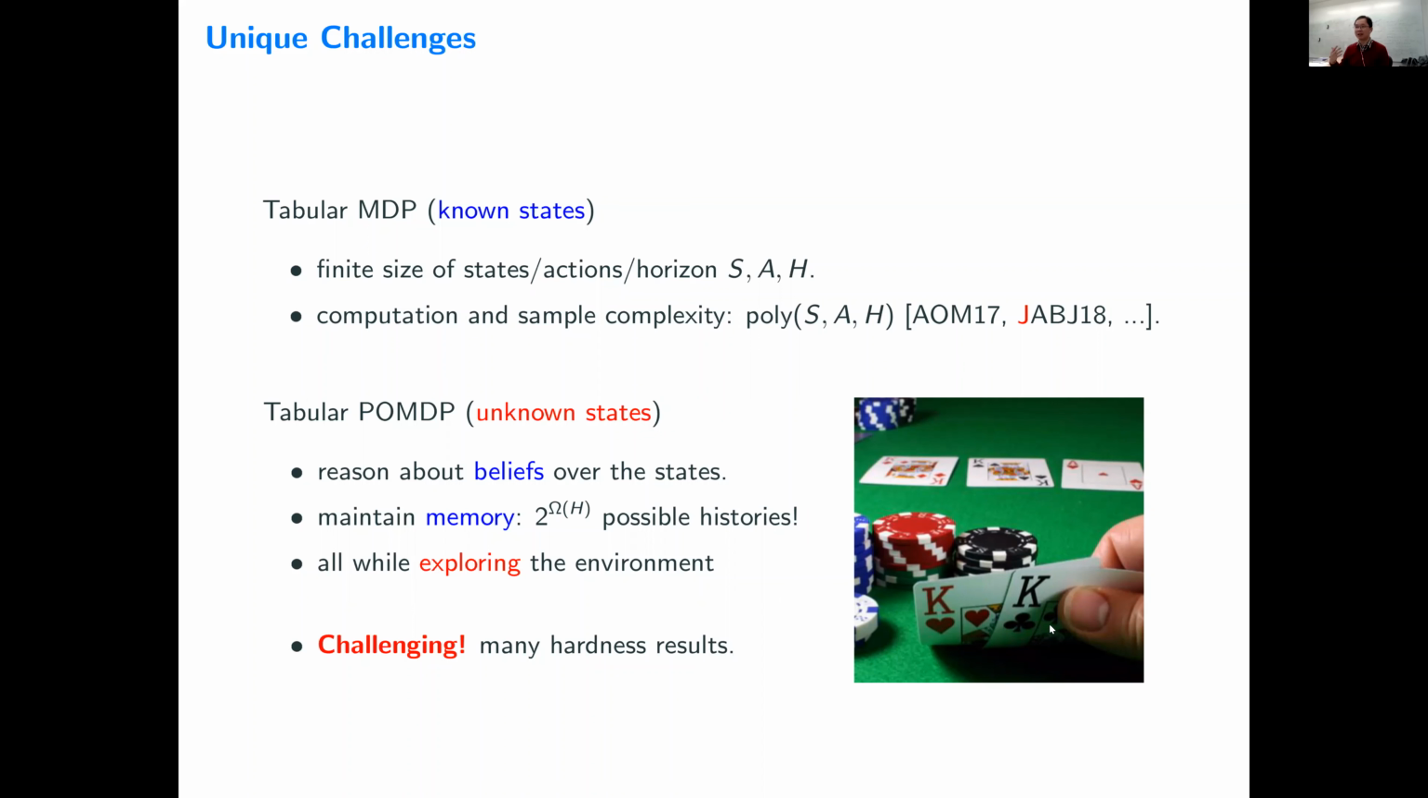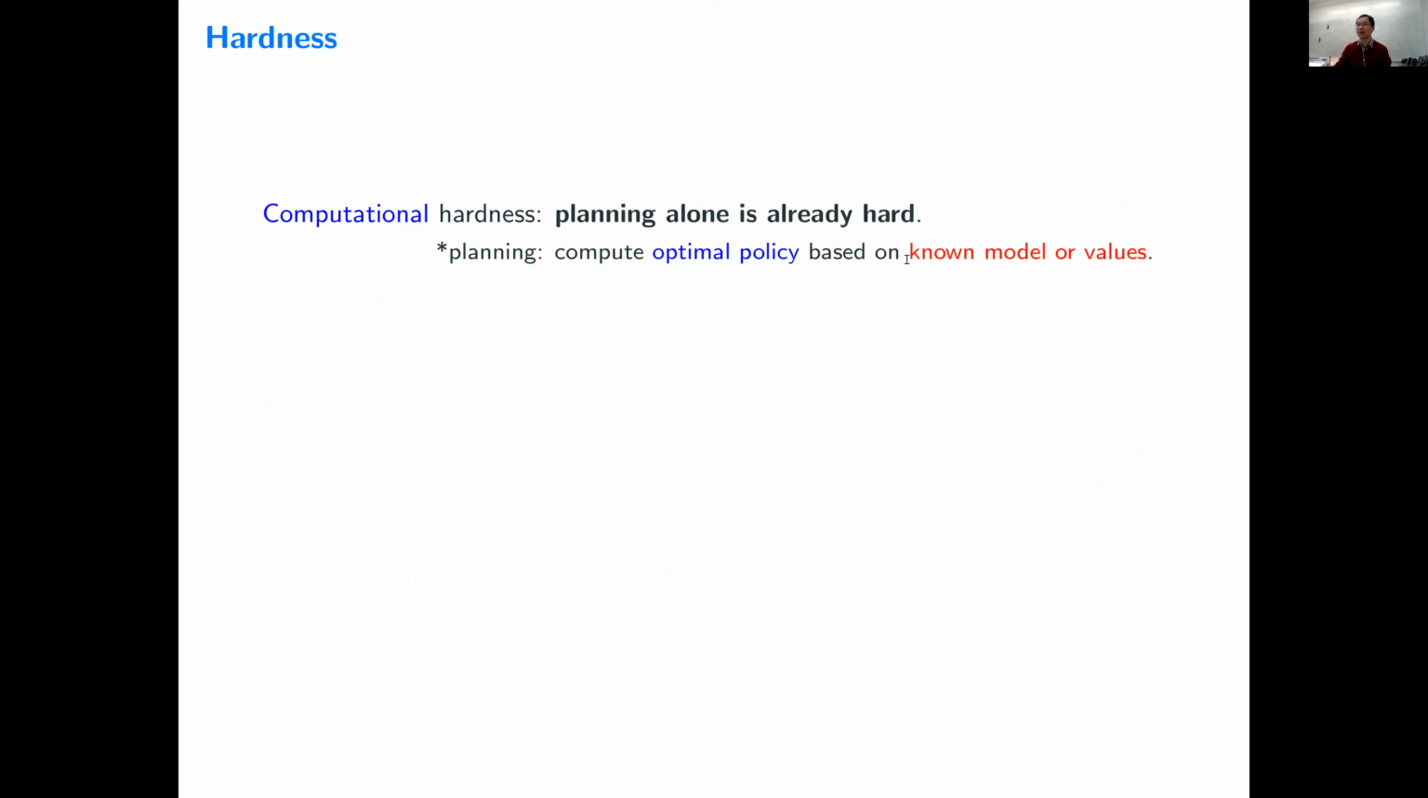So this is why even a tabular POMDP is very challenging and leads to a lot of classical hardness results. And we will say a little bit more about what these hardness results are. So the first thing is computational hardness. And we can say the planning itself is already hard.